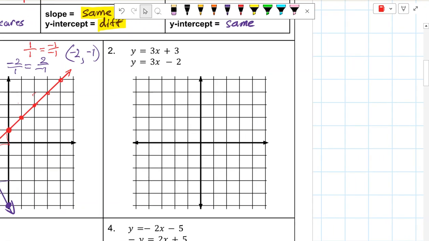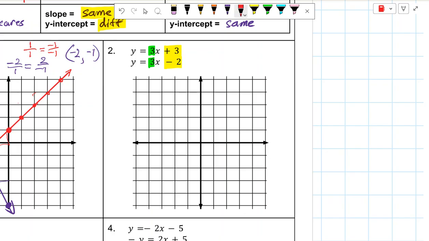Let's try another. Let's graph them both. Both of them have b's, so we'll start with the b's, and then we will do the slopes. But notice the slopes as I highlight them. They are the same, and their b's are different. So that's already telling you a clue to what the answer is.